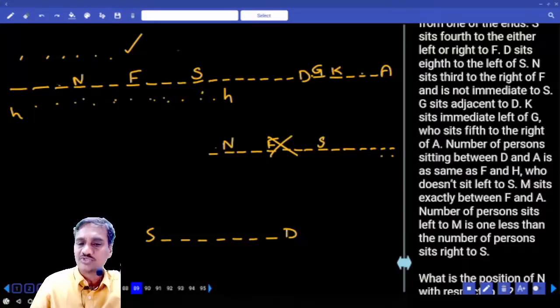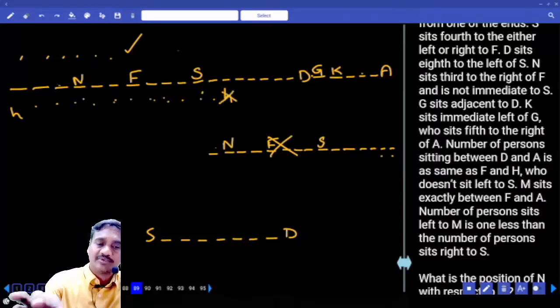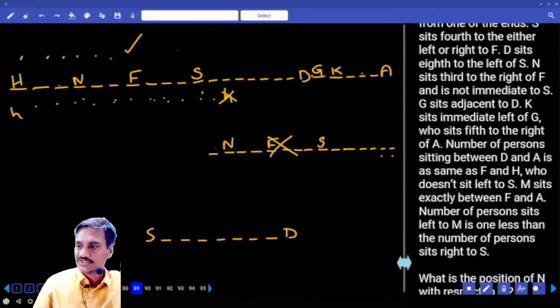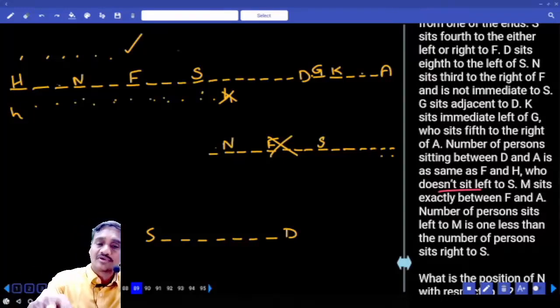H does not sit to the left of S. That means H cannot be at this place, and so H must be at the beginning, the first person in the row. And M sits exactly between F and A. M is exactly between F as well as A. Now we need to find the total number of persons here.